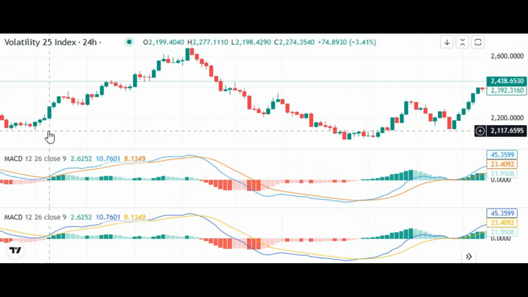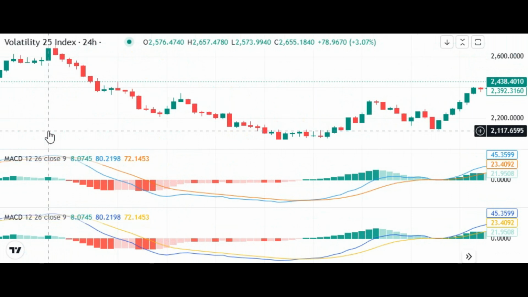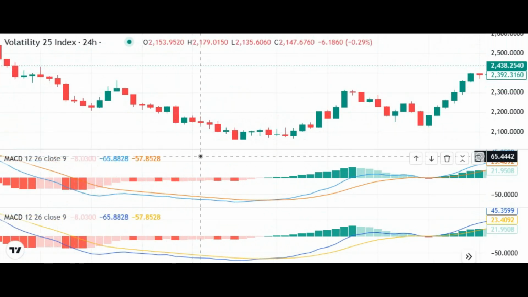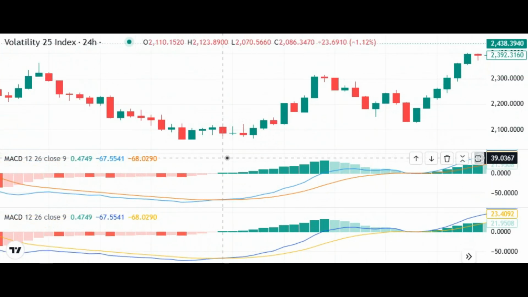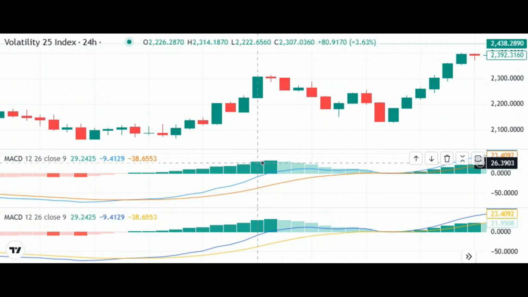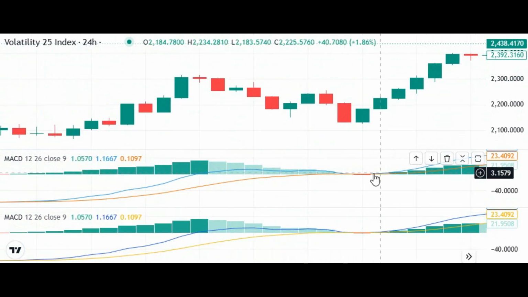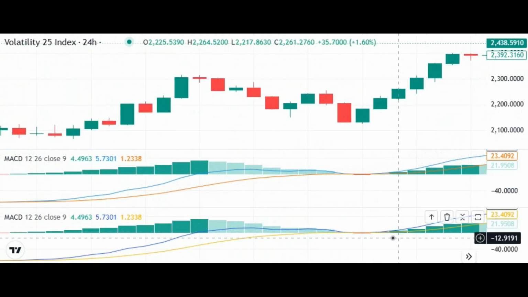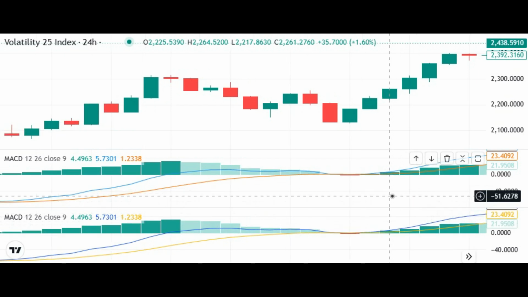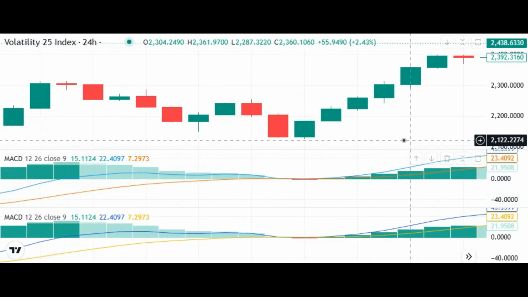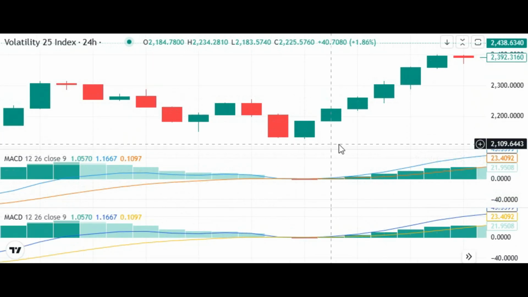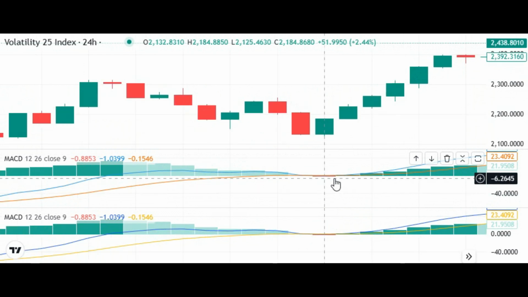The signal line. The signal line is a 9-period EMA of the MACD itself. It's used to smooth out the MACD line to reduce noise and help identify signals more clearly. When the MACD line crosses above the signal line, it's a bullish signal, a potential buy signal. When it crosses below the signal line, it's a bearish signal, a potential sell signal.